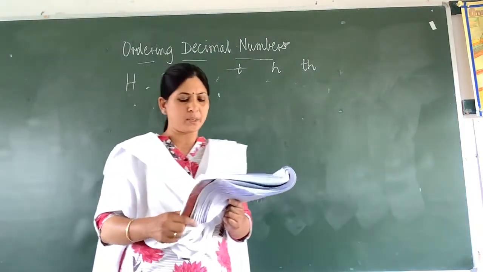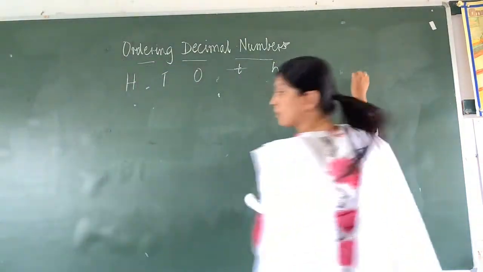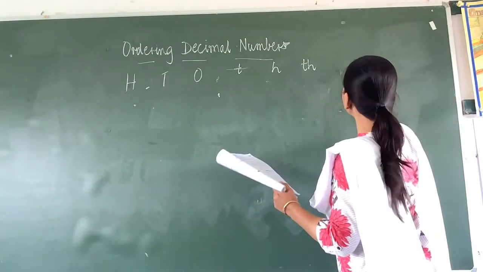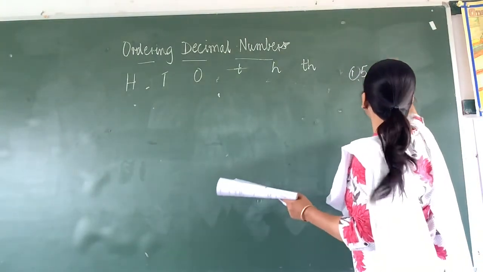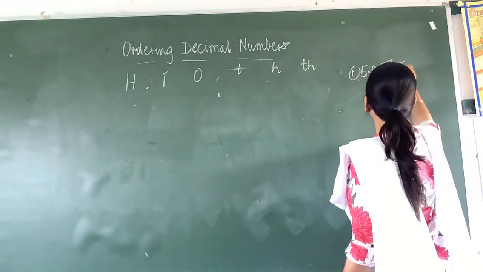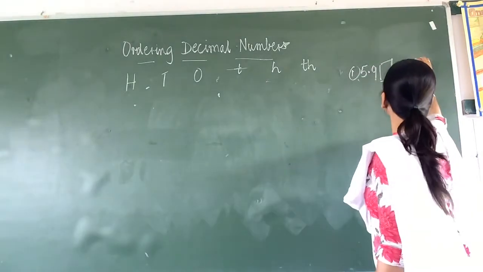Now see, let's read the first question. I am writing the first question here. We have to compare 5.9 and 5.329.